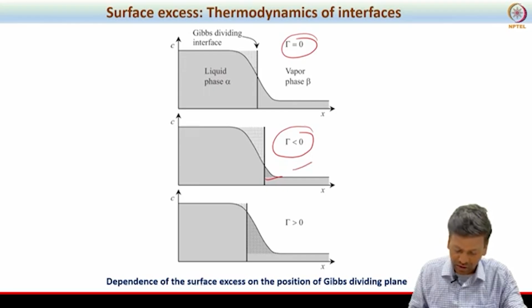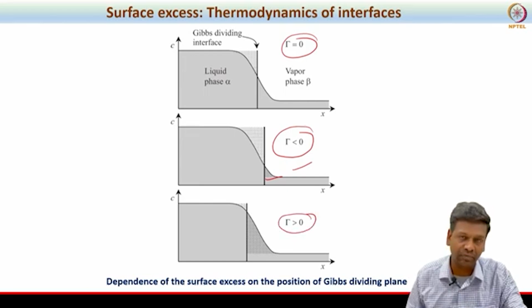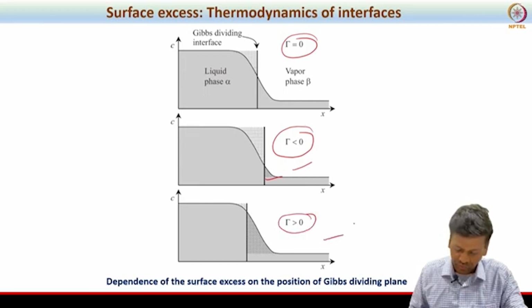If you choose the dividing plane a little farther from the midpoint towards the left, you would expect a positive surface excess in this case. So, this will lead to some setback, because we are not able to choose the reference plane in an appropriate way.